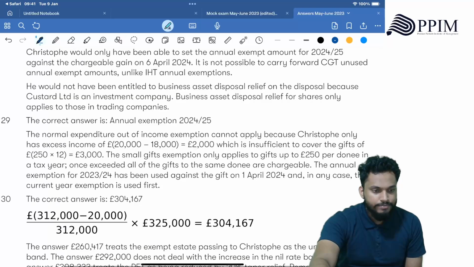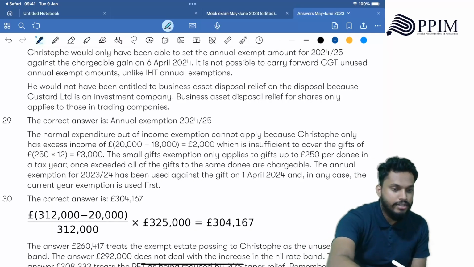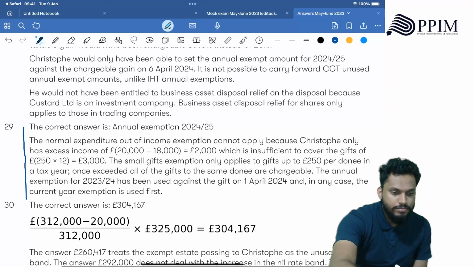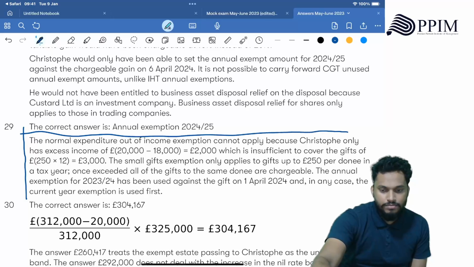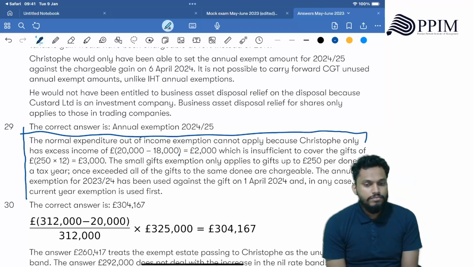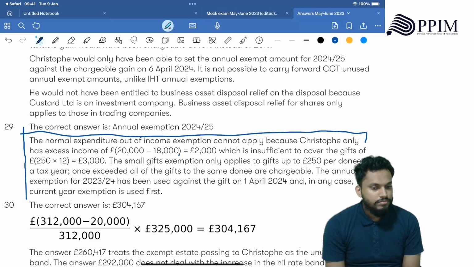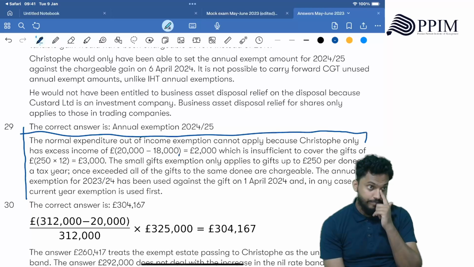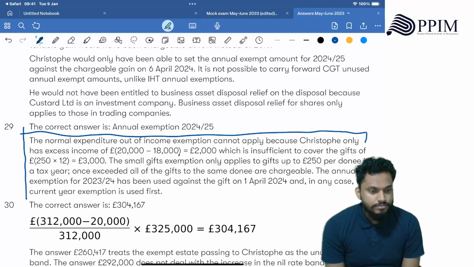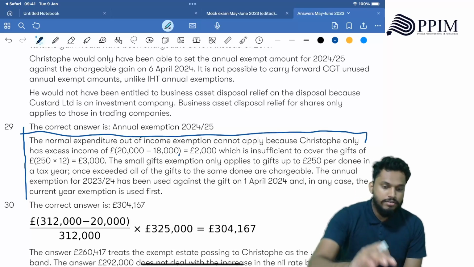Read it. What you said was correct. Normal expenditure out of income exemption cannot apply because Christopher only has an excess income of 20,000 minus 18,000, 2,000 income. 250 into 3,000. So you said it is not affecting. For this also they are calculating. So with that only the answer is coming to that. So 20,000 and 18,000, whether it's given.